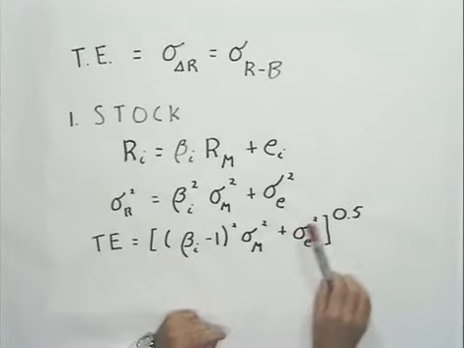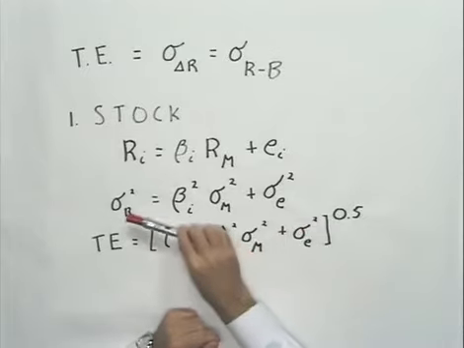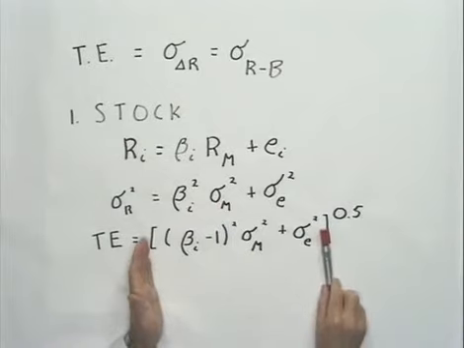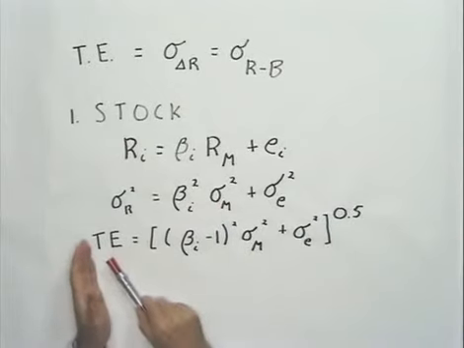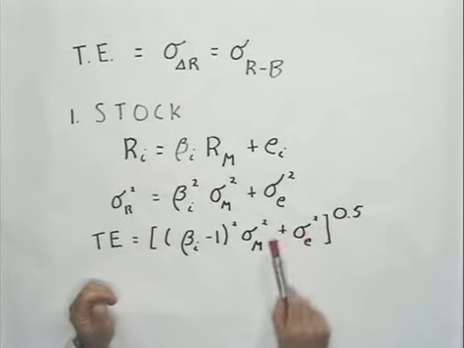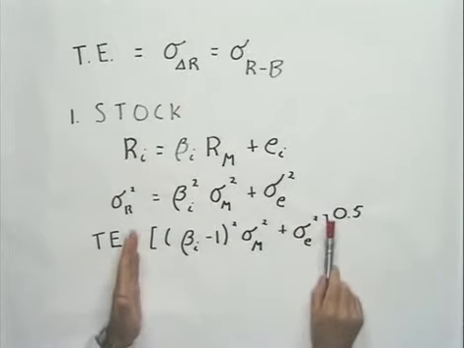Again, remember that this is a variance measure. So the tracking error is much like a standard deviation, and that's why we take the square root of what's in the brackets.